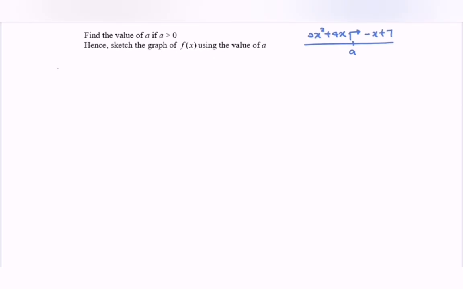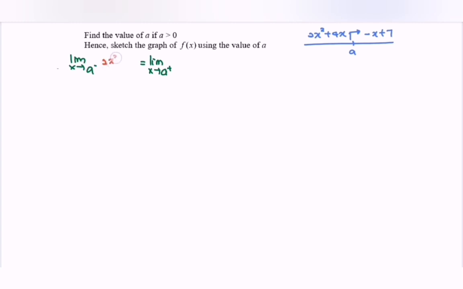Find the value of a if a is greater than 0. Hence, sketch the graph of f(x) using the value of a. So here they mention that it is continuous, meaning that the limit as x approaches a from the left equals the limit as x approaches a from the right. So kindly substitute the function.